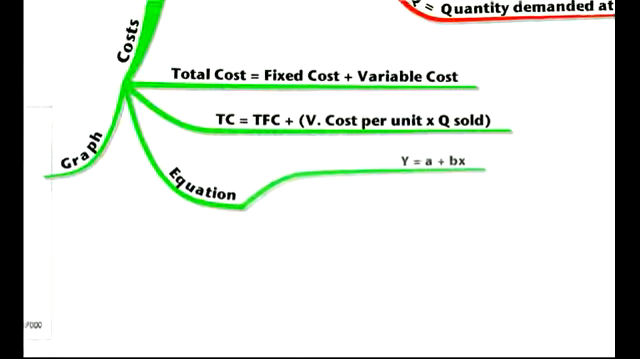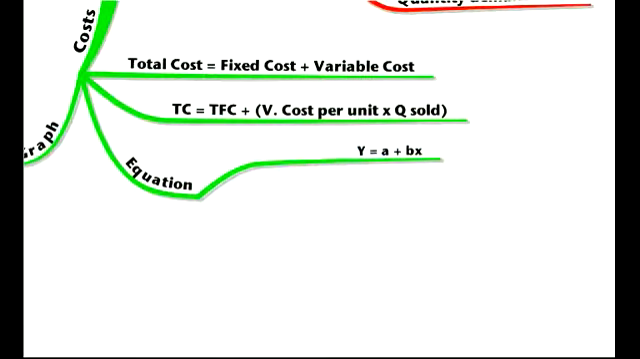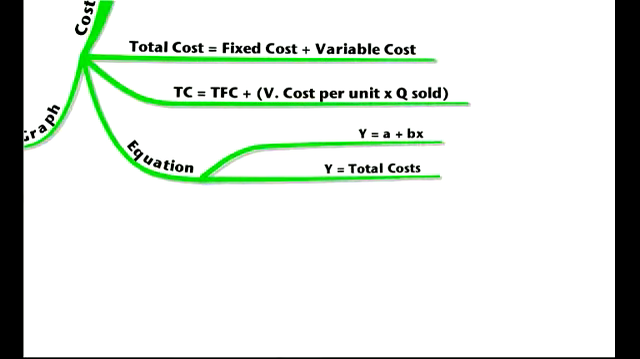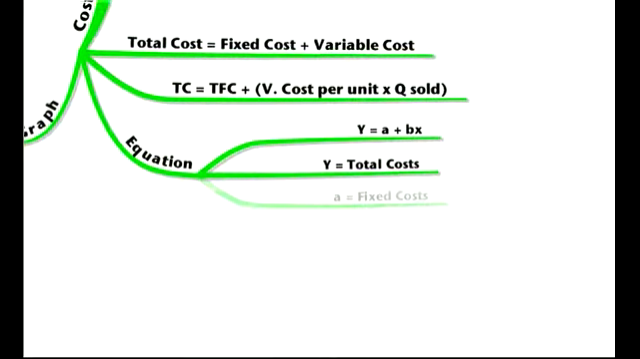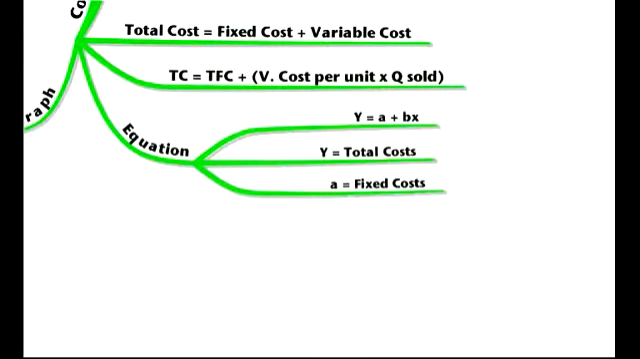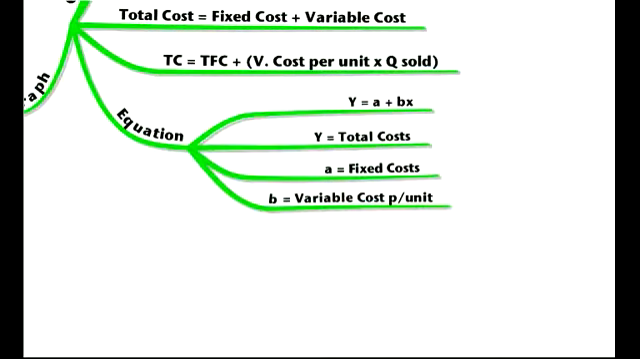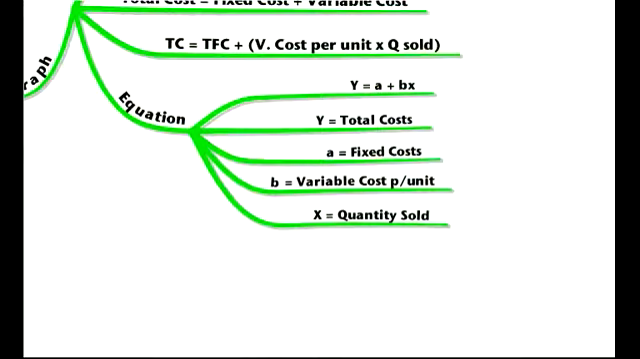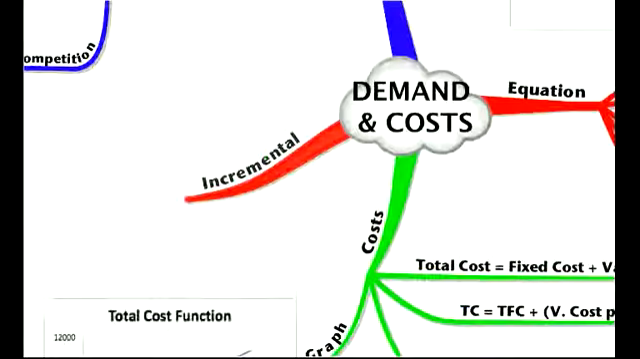So the equation then is y equals a plus bx, upward sloping this time, but still a straight line. Y equals our total costs. A equals our fixed costs, which we still have to cover even if there's no demand or no quantity produced. B equals our variable cost per unit. And X equals our quantity sold. So be aware of how our cost function sits together.